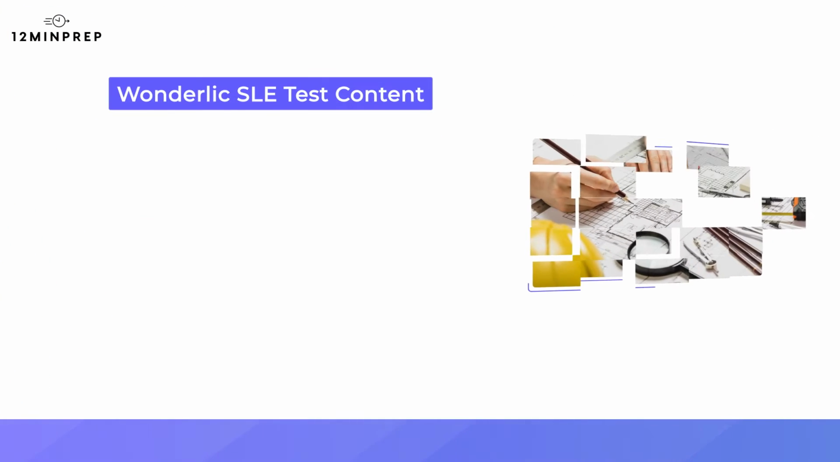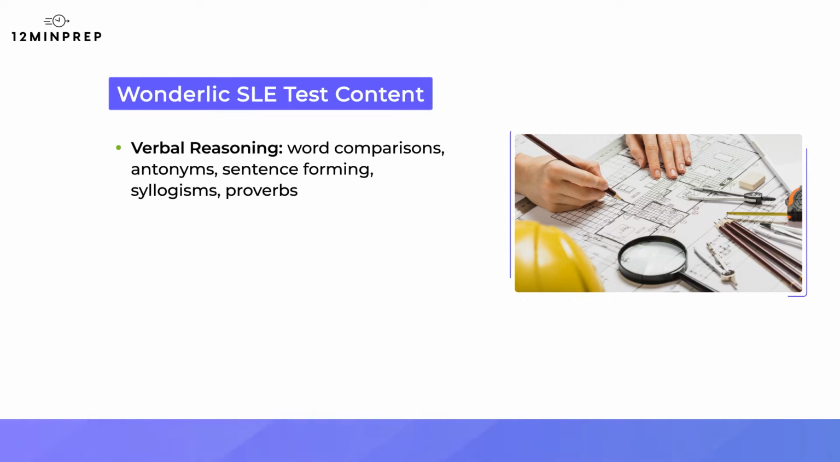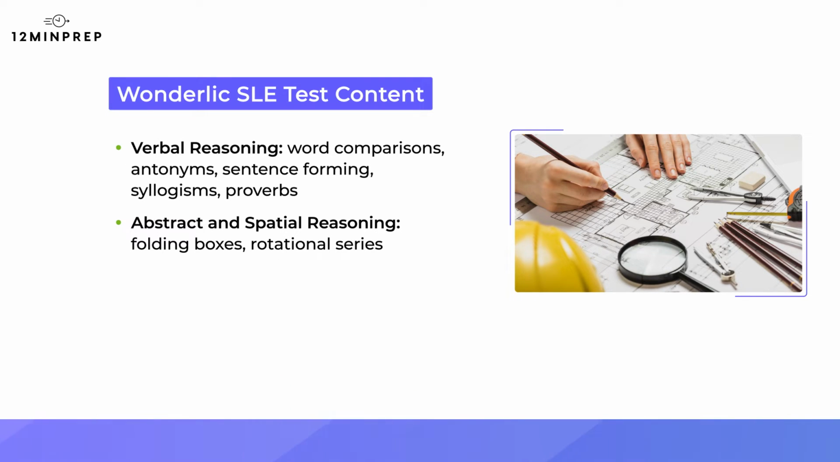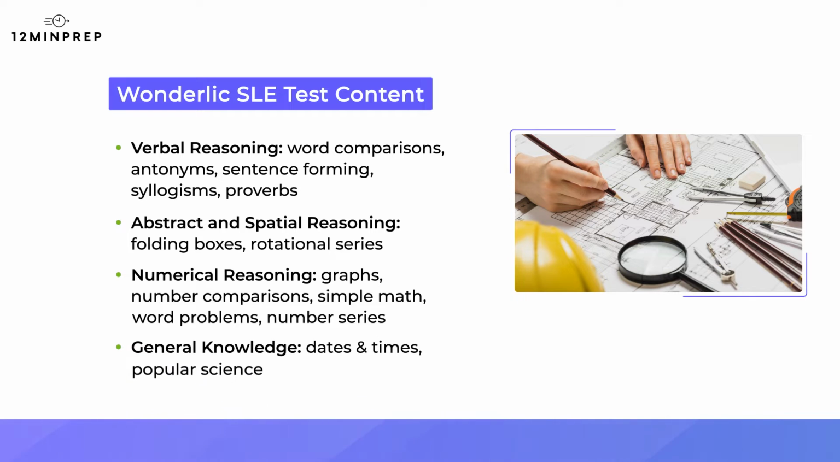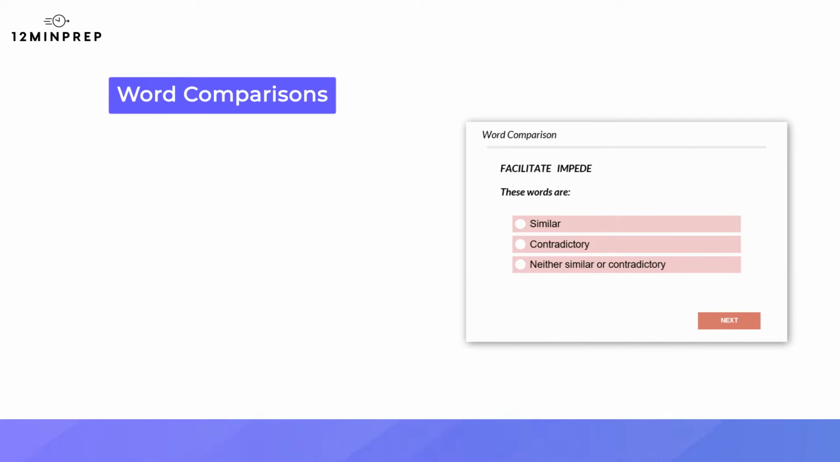The Wonderlic SLE is made up of many different question types that fall under 4 general question types: verbal reasoning, abstract and spatial reasoning, numerical reasoning, and general knowledge. Let's take a look at the specific question types in each of these categories and try out some sample questions.